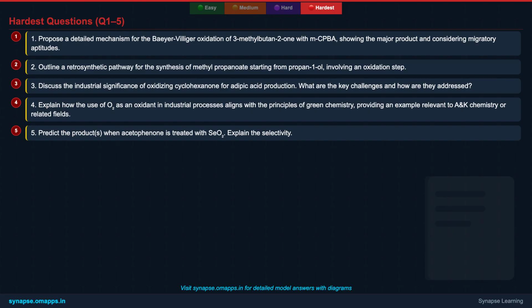Next, discuss the industrial significance of oxidizing cyclohexanone for adipic acid, considering challenges and solutions. Then, explain how using oxygen as an oxidant aligns with green chemistry, providing a relevant example. Finally, predict the products when acetophenone is treated with CO, and explain the selectivity. Think critically and apply all you've learned.